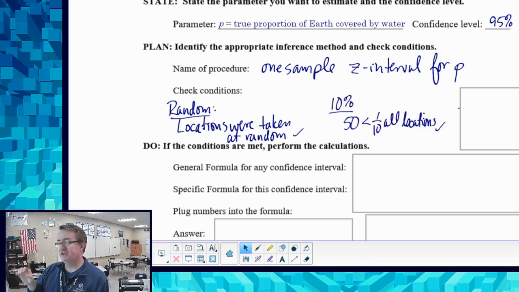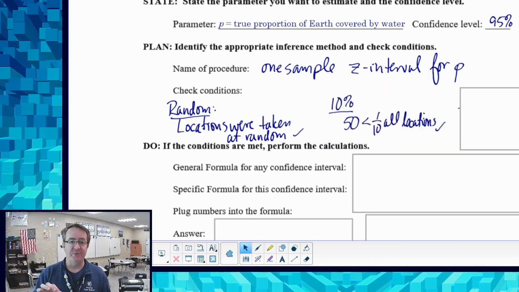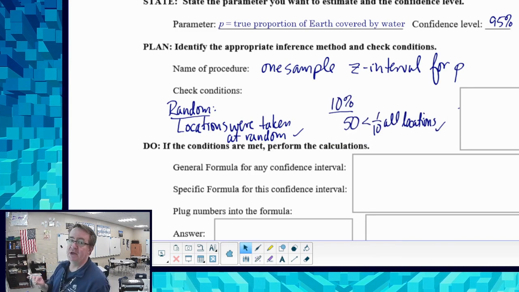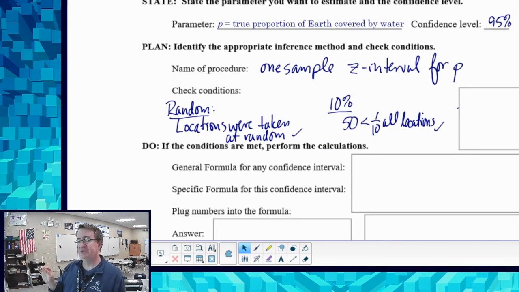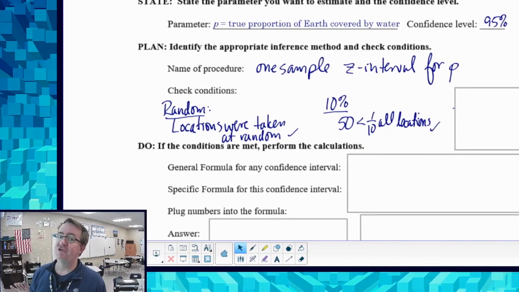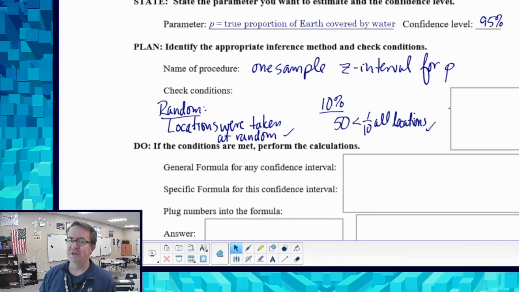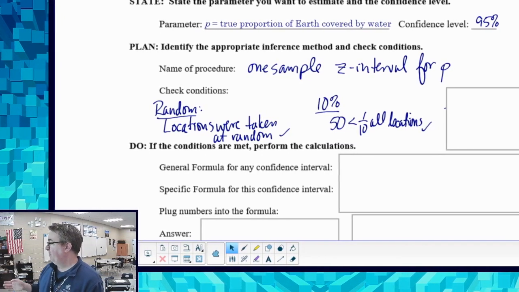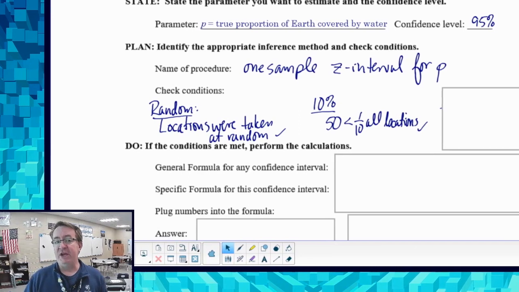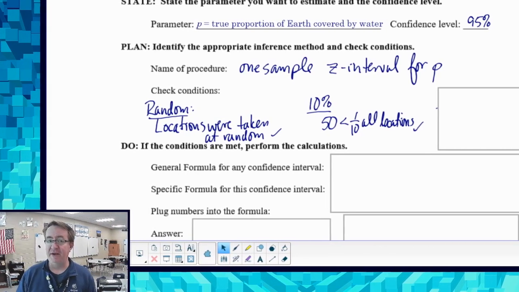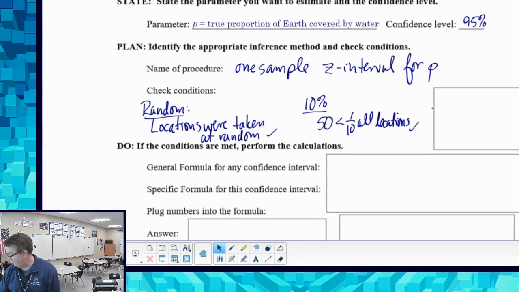Here, you also need the 10% rule. The 10% rule allows us to say things are independent. So here we're saying our 50 choices are less than 1/10 of all locations around the world, which I hope is pretty self-explanatory. So that allows us to say, hey, we can use the statistics that we find as representations of the stats that we need.